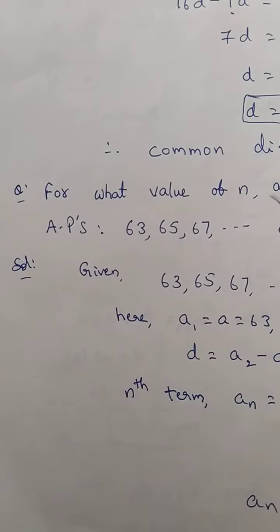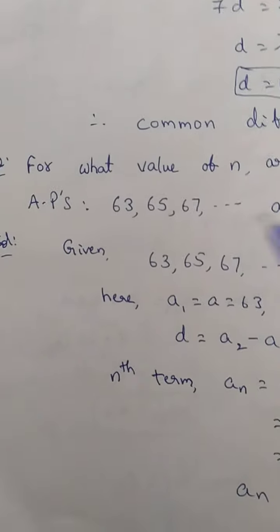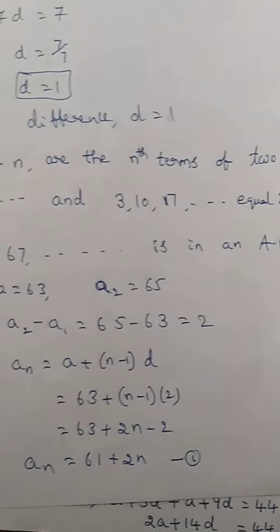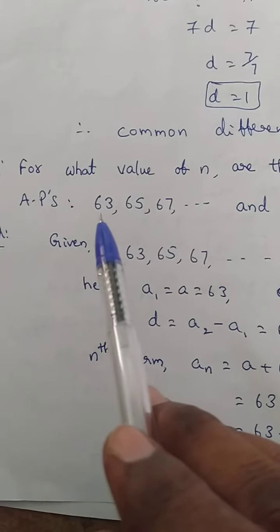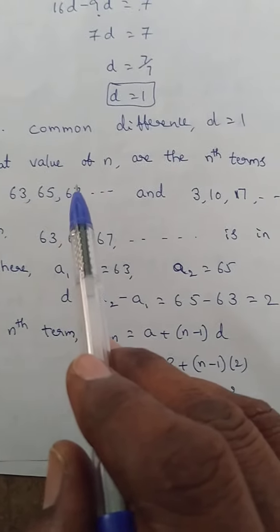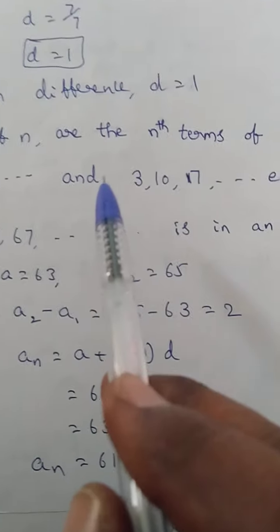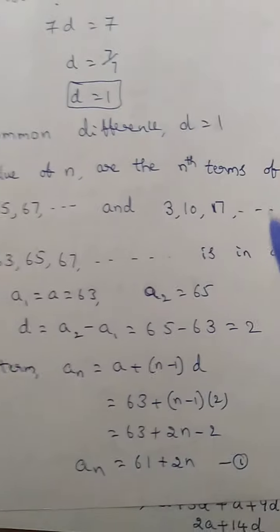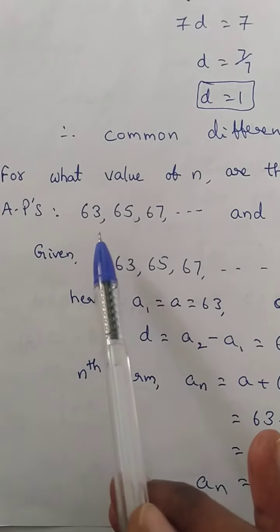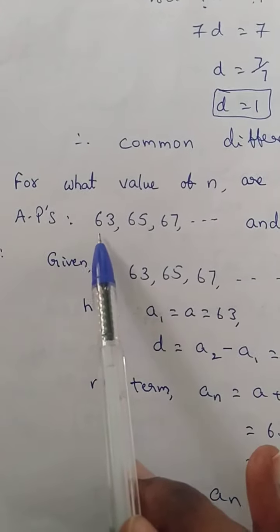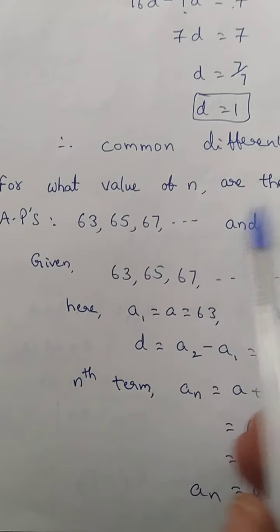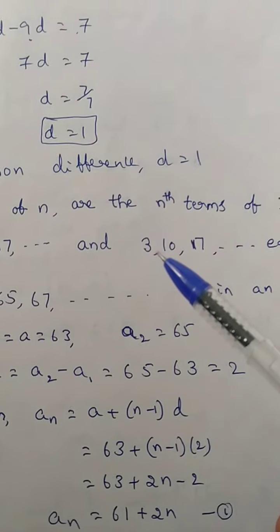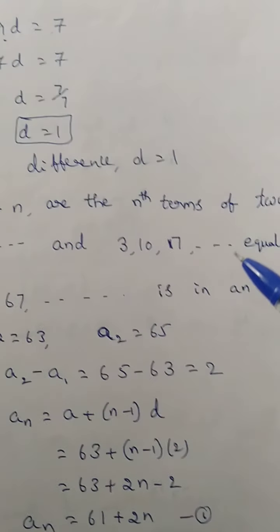Okay, students. Next example in the arithmetic progression. For what values of n are the nth terms of two APs 63, 65, 67, and so on, and 3, 10, 17, and so on equal? So, in one question, two arithmetic progressions are given. One is 63, 65, 67, and so on. The second arithmetic progression is 3, 10, 17, and so on.